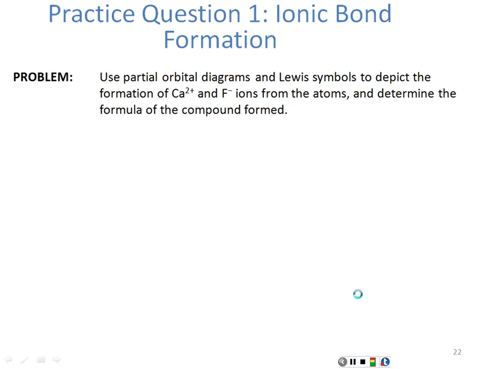So let's try a practice question now. Use partial orbital diagrams and Lewis symbols to depict the formation of calcium 2+ and fluorine minus ions from the atoms, and determine the formula of the ionic compound they form.